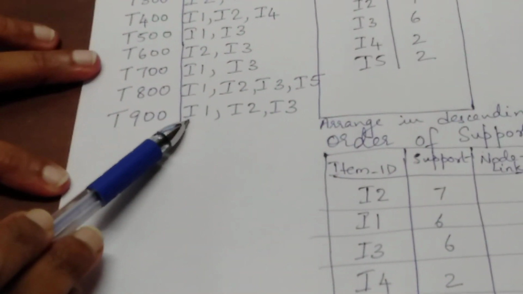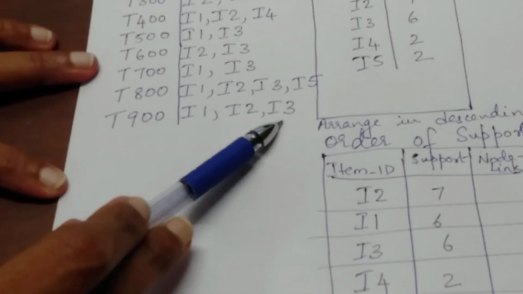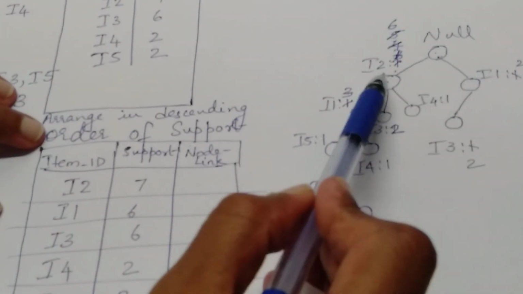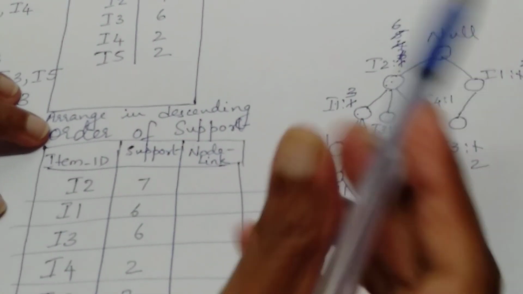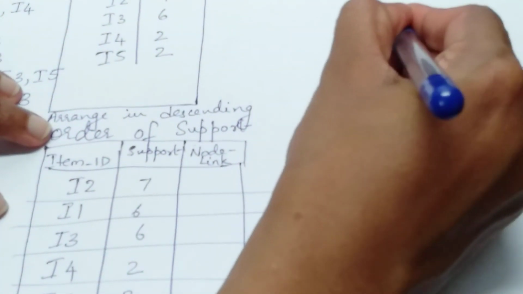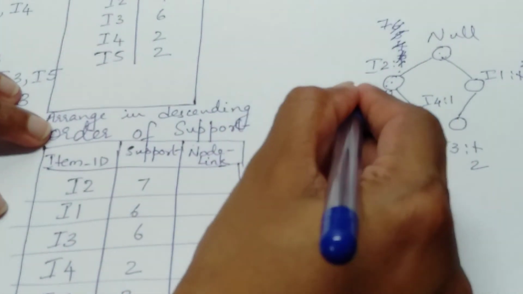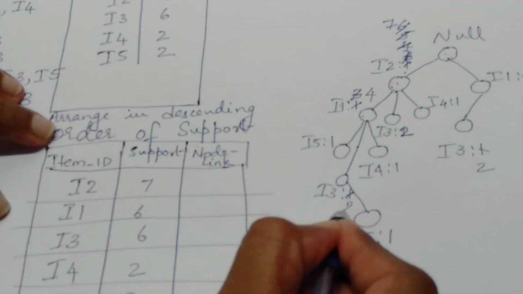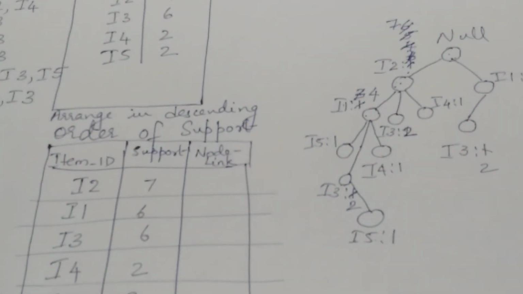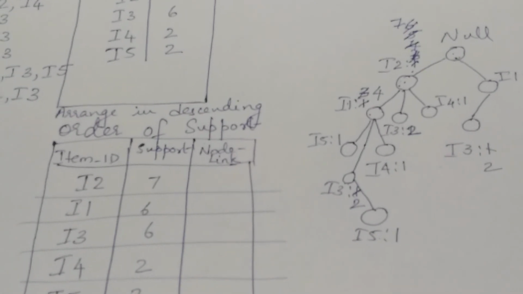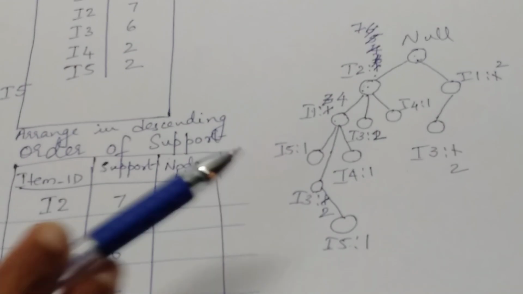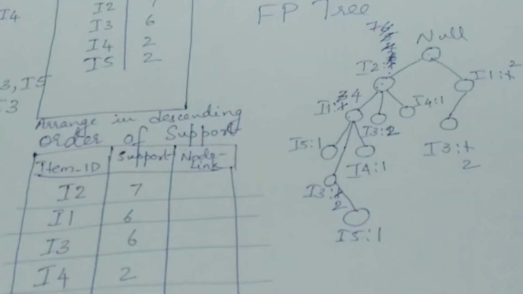My 9th transaction is I1, I2, I3, which will become I2, I1, I3. Let's see. We have I2, we have I1 and we have I3. So now the support only needs to be changed. I2 becomes 7, I1 becomes 4 and this I3 becomes 2. So now you will see that you have got the FP tree. This is our FP tree.